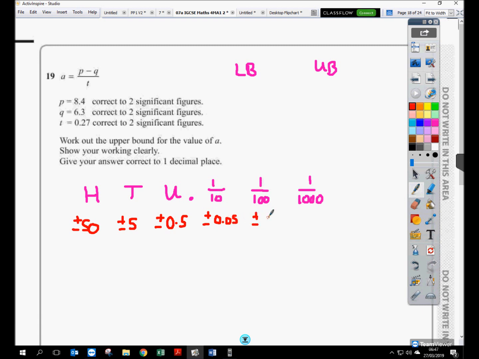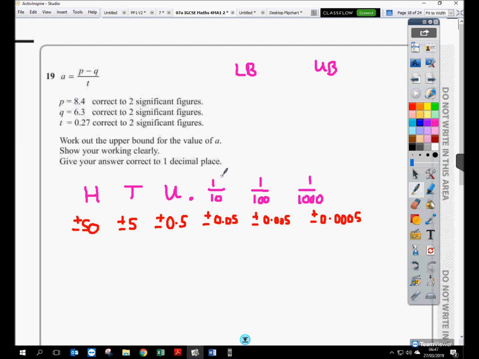Now using a similar method, if we halve 100, we get 0.005 either side. Similarly, for 1,000, it can be 0.0005 either side. Okay, so that's the method. Now let's have a look at 8.4.